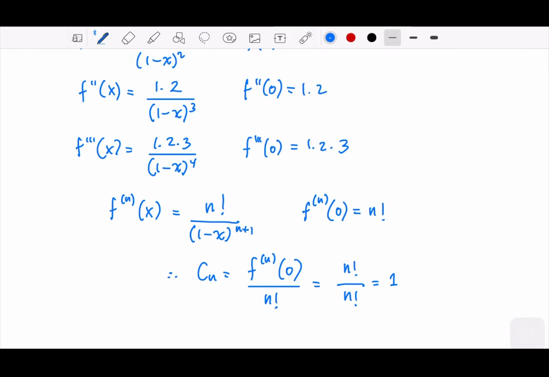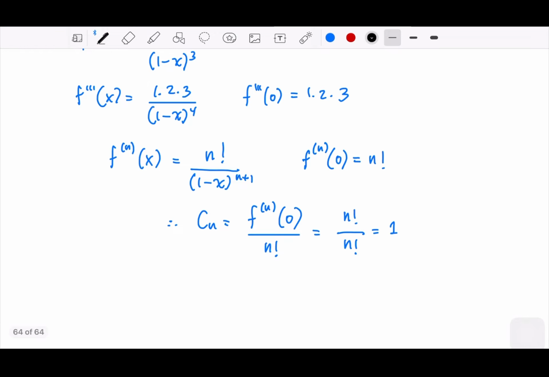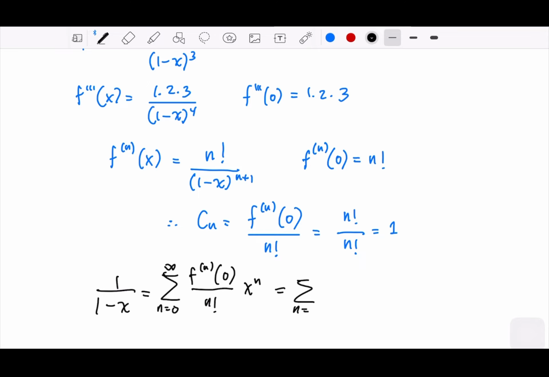So that means if we let 1 over 1 minus x equal this coefficient formula, let me just write the whole formula here. Since this is just 1, from what we have done in the calculations, it seems it's 1. So it seems that this is true, that this is equal to the series of x to the power of n.